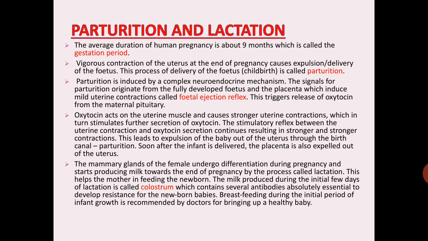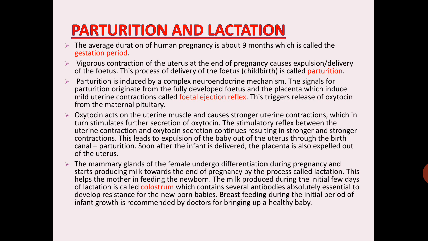Lastly, parturition and lactation. The average duration of human pregnancy is about 9 months, which is called the gestation period. A 1 mark question, very important. The gestation period is the average duration of human pregnancy, which lasts for about 9 months. Vigorous contraction of the uterus at the end of pregnancy causes expulsion or delivery of the fetus. This process of delivery of the fetus is called parturition.